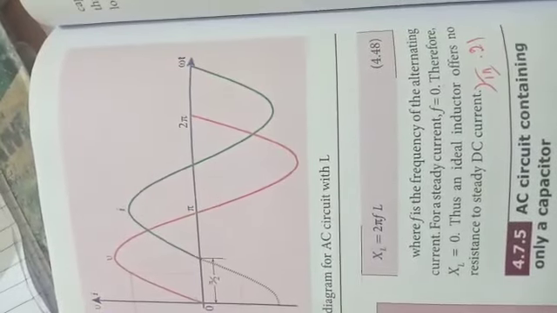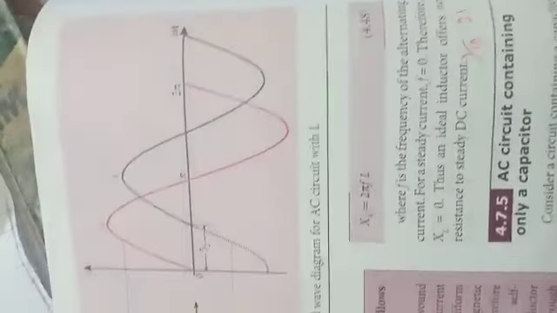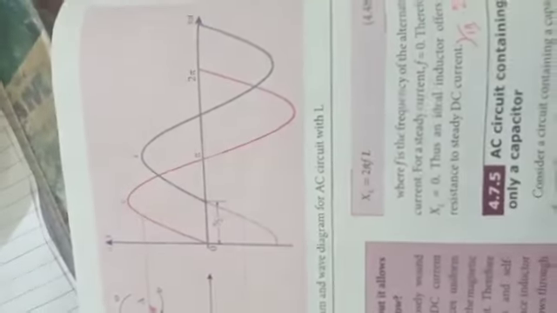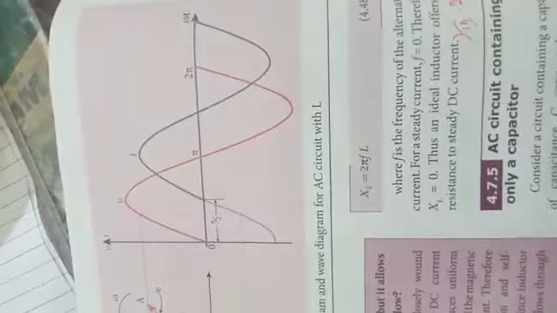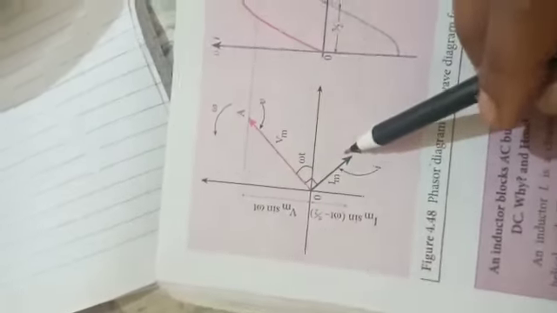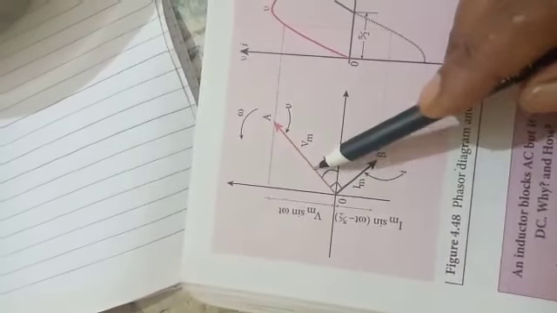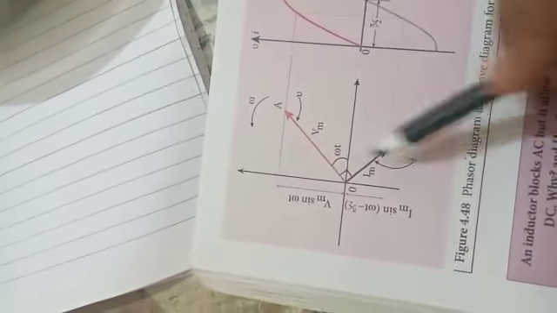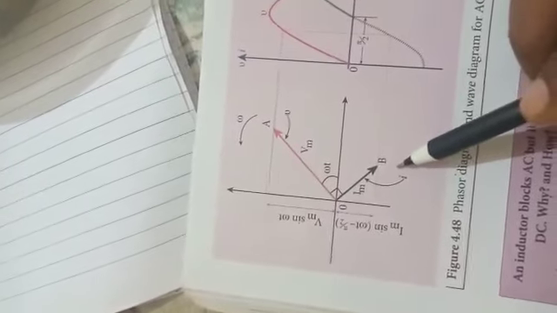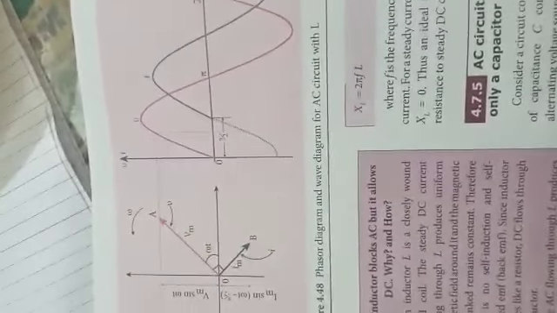That's all about the AC circuit with an inductor. The main thing is that in an AC circuit with an inductor coil, the current lags the voltage by pi by 2, or the voltage leads the current by pi by 2. That's all about the AC circuit with the inductor.